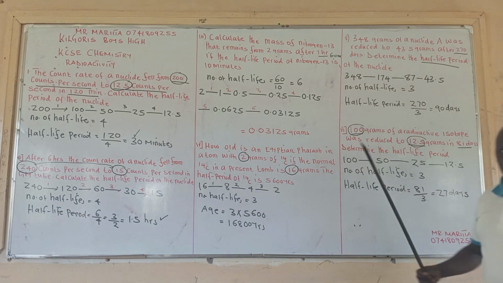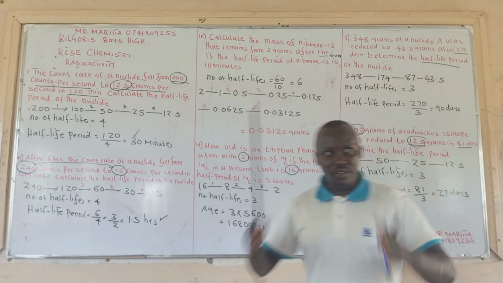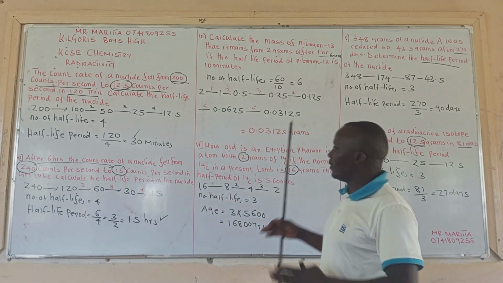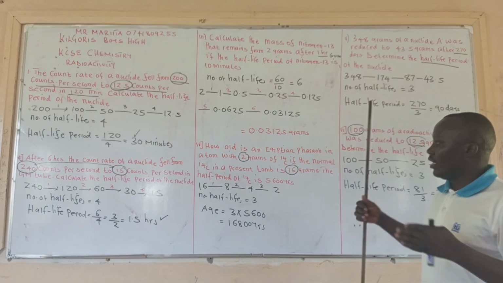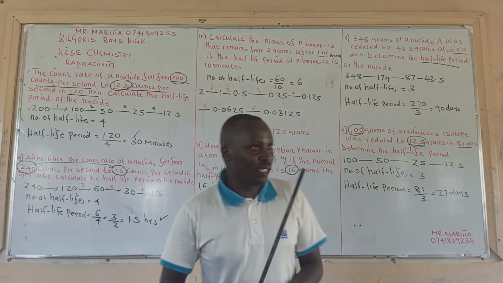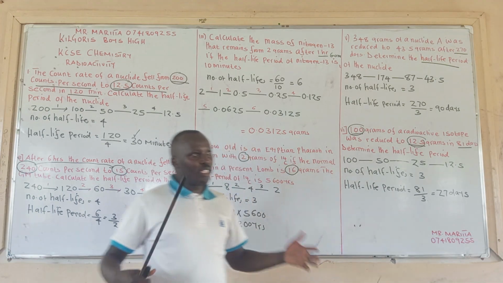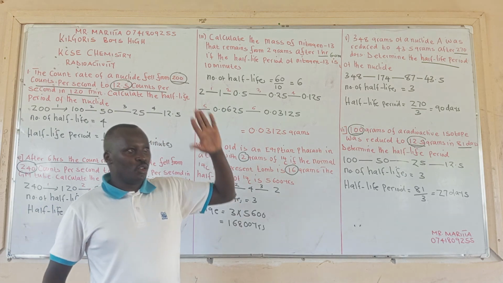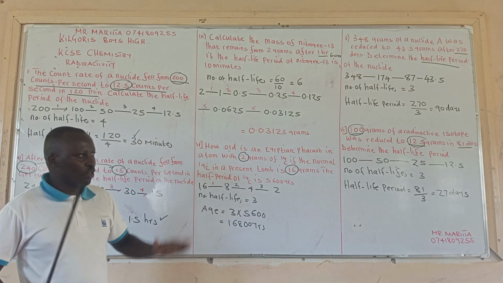You can see the questions of radioactivity are very, very simple. Easier because you need to do a lot of practice. You use the simplest method that you will be able to understand. And also you will be required to draw the graph and be able to interpret, you calculate the half-life period from the graph.